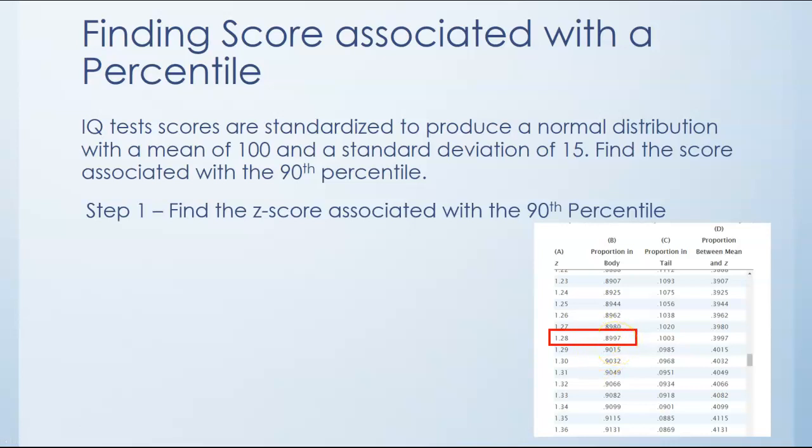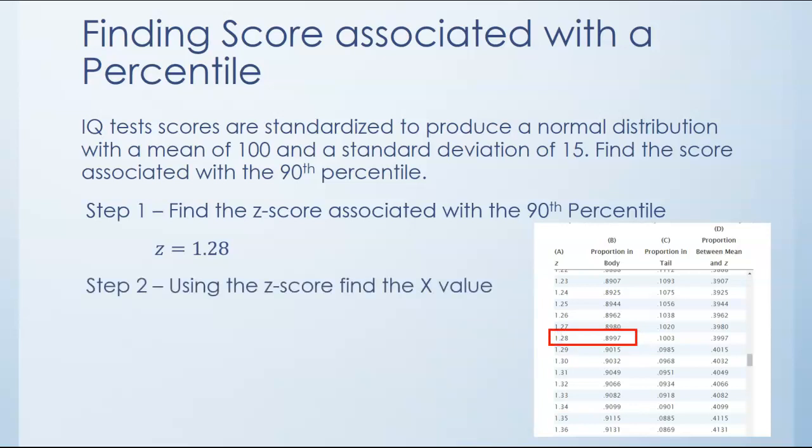I know that there's a 0.9015, but that's too large. So our z-score that we're going to use is going to be this 1.28. Since we are at the 90th percentile, it is going to be a positive value. So we find that our z-score associated with the 90th percentile is 1.28.